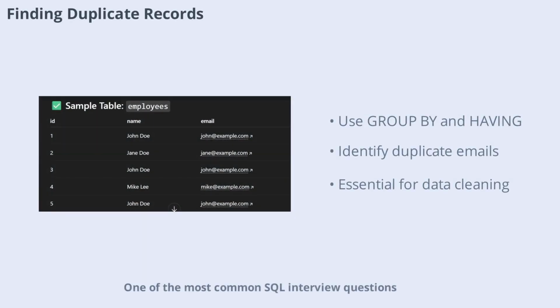One of the most common SQL interview questions is how to find duplicate records in a table. Interviewers want to see if you understand grouping and aggregation. Typically, you'll use the GROUP BY clause along with HAVING to filter groups with more than one occurrence. For example, to find duplicate emails in an employee's table, you'd group by the email column and use HAVING COUNT(*) > 1. This technique is fundamental for data cleaning and ensuring data integrity in real-world databases.